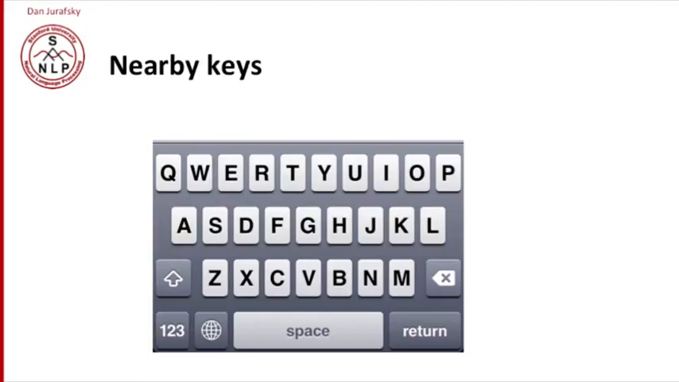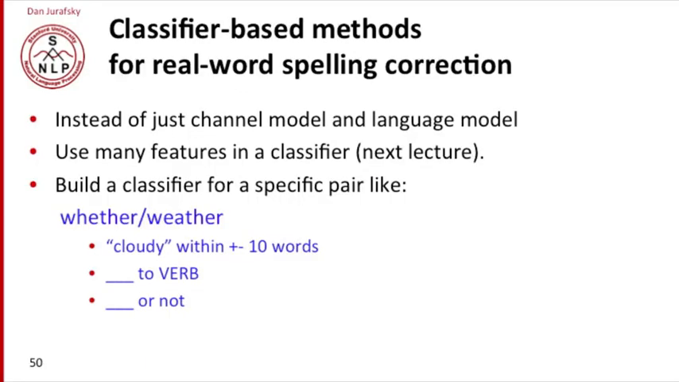Here's a picture of one of them, the keyboard. So again, we might want to say that R and W are likely mistypings for E, and so on, if we're on some kind of a phone keyboard. So combining all these different factors is often done with a classifier-based model. The classifier-based model is an alternative way of doing real-word spelling correction. And here, instead of just two models, a channel model and a language model, we might take those two and a number of other models and combine them in a big classifier. We'll talk about classifiers in the next lecture.